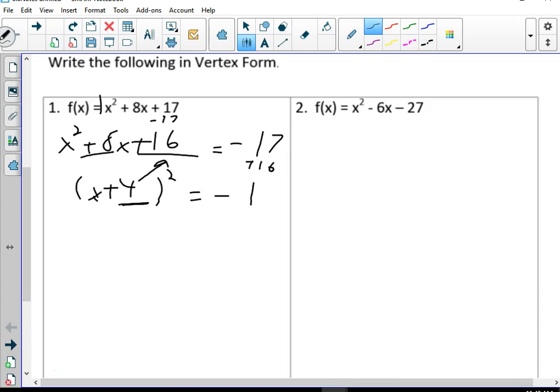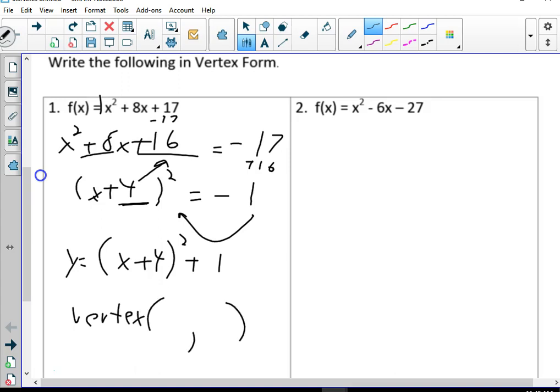Now, to put it in vertex form, we just want to move this back over here. So y is going to be equal to, here's our (x minus h) squared, and here's our k. We move that negative 1 over, so it becomes positive 1. Change sides, whatever works for you. Now, what is the vertex? Close. Negative 4, 1. Remember, we take the opposite of whatever that is.